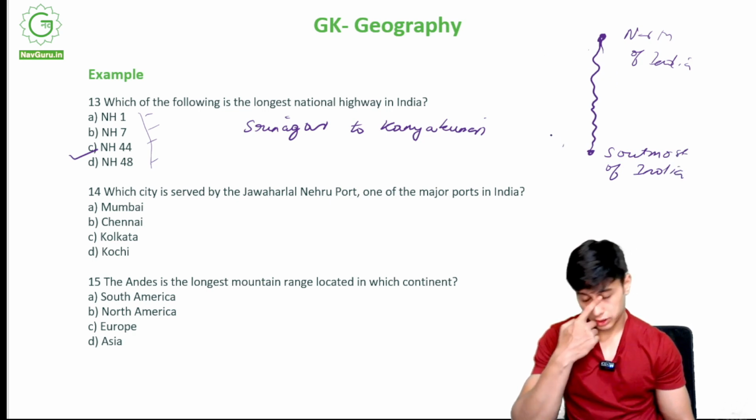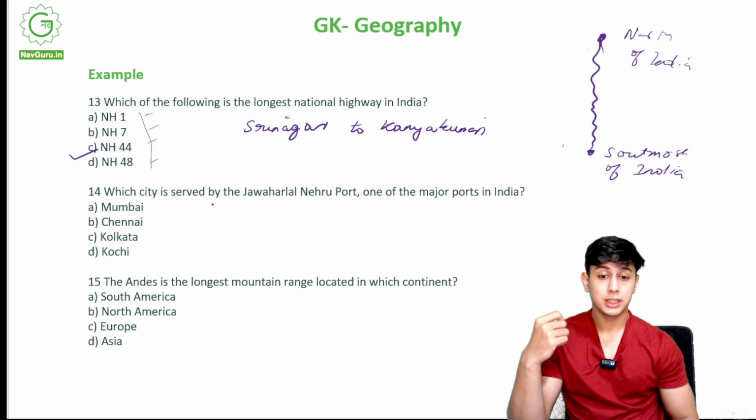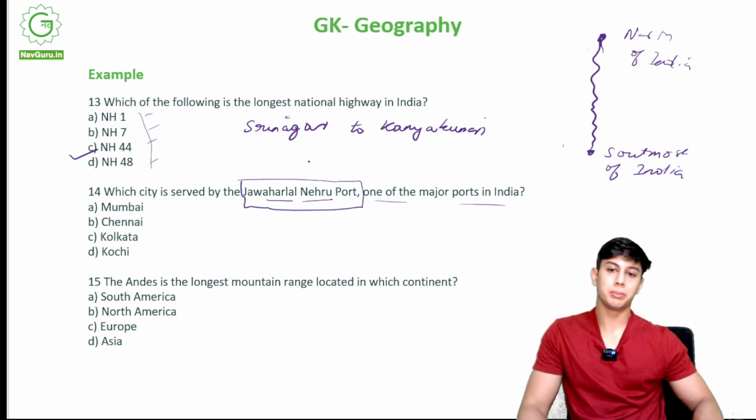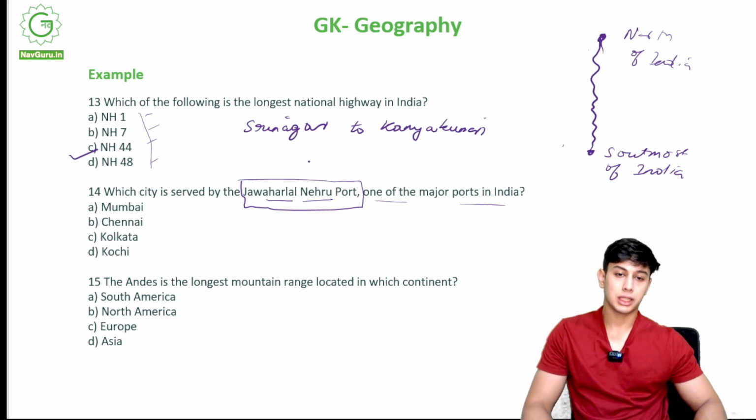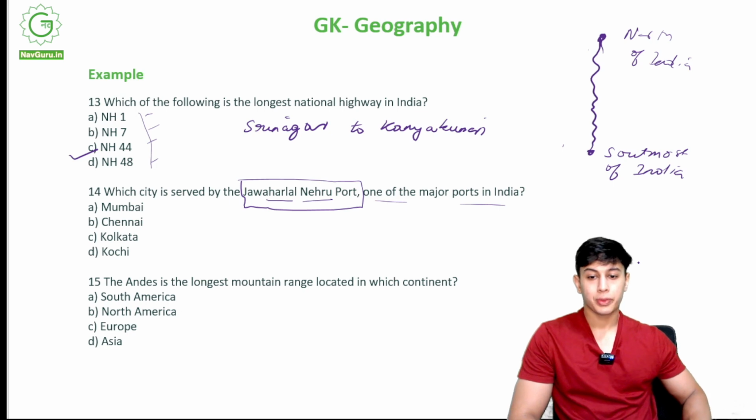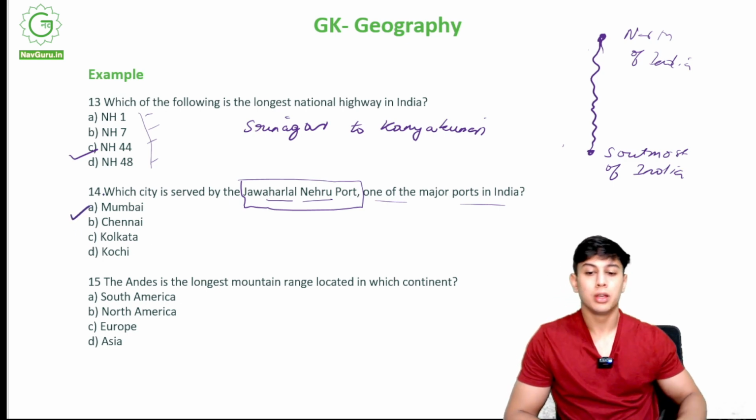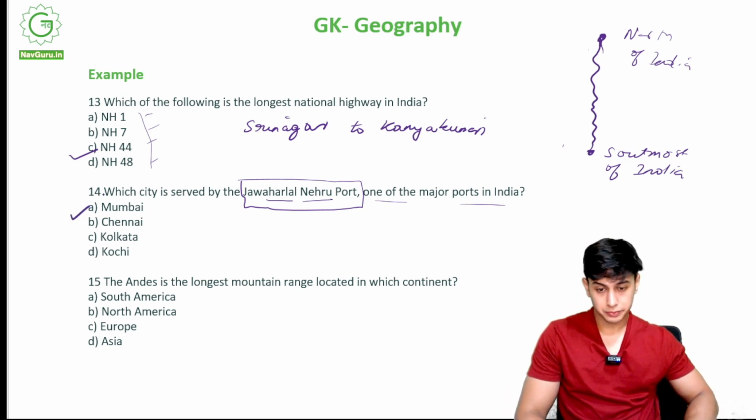Okay, this is NH44. Which city is served by the Jawaharlal Nehru Port, one of the major ports in India? So this is one of the major ports in India, Jawaharlal Nehru Port. Okay, major ships come here, dock, they take the goods. This is one of the biggest and major ports in India. Now, which city is it located in? Right? Is it Mumbai? Is it Chennai? Is it Kolkata? Or is it Kochi? So the correct option is option A, Mumbai. It is located in Mumbai.